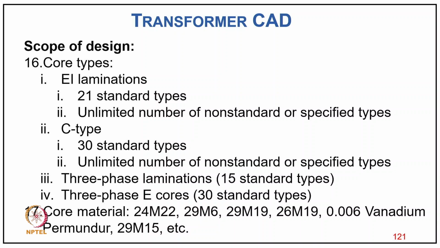Now coming to core type: EI laminations, like 21 standard types, unlimited number of non-standard or specified, or C type, like 30 standard types, unlimited number of non-standard or specified, or 3 phase lamination, like 15 standard types, or 3 phase core, 30 standard types, and core material 24 M2, 29 M6, 29 M19, 26 M19 or 0.06 vanadium, pyramidal 29 M15, etc.